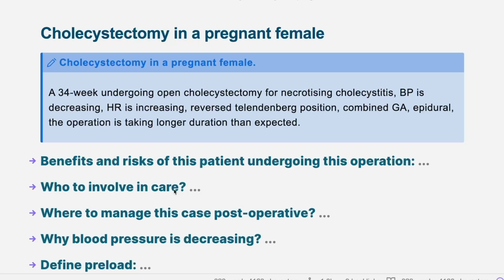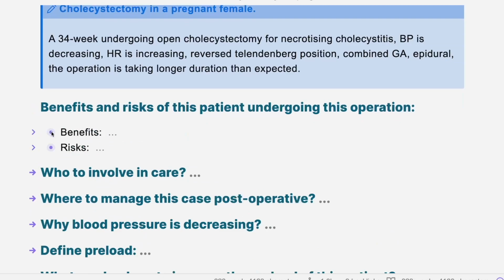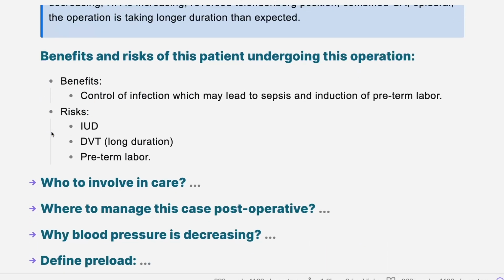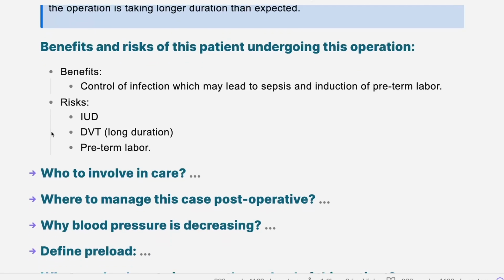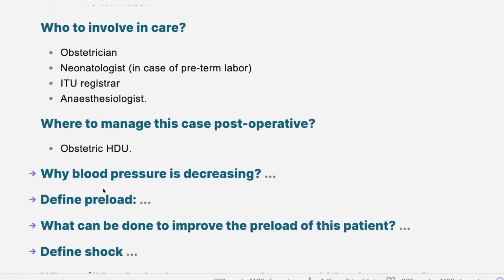There is an increased risk of DVT and pulmonary embolism as well. And also there is a risk of preterm labor and intrauterine death. As you can see, these are the benefits and the risks. We need to inform the obstetric and gynecology team, the general surgery team, the anesthetic and theater team, and post-operatively the HDU team or the ITU team. That will answer our next question. We need to manage this patient in obstetric HDU.